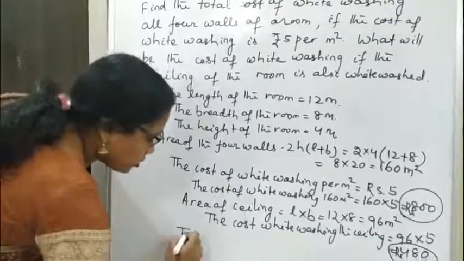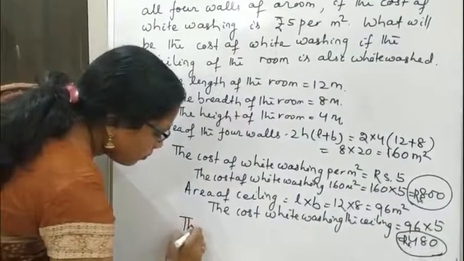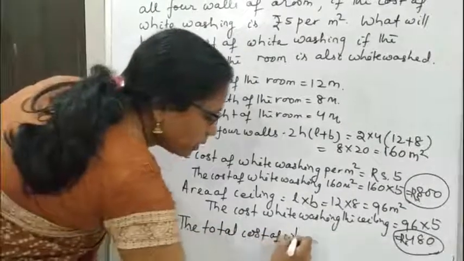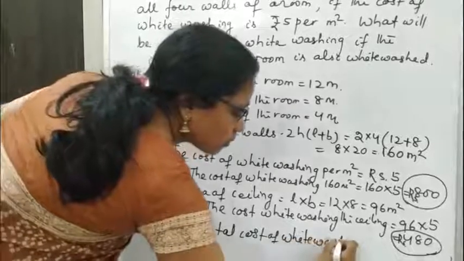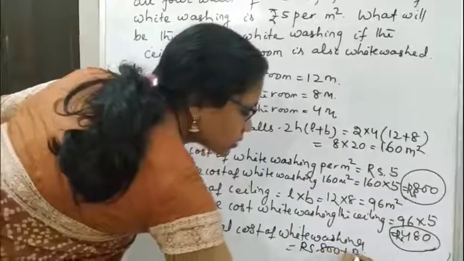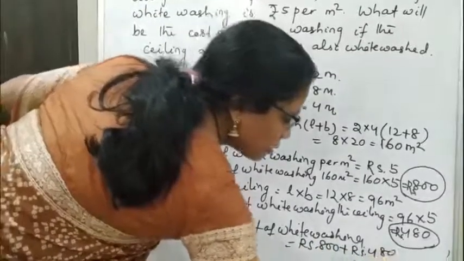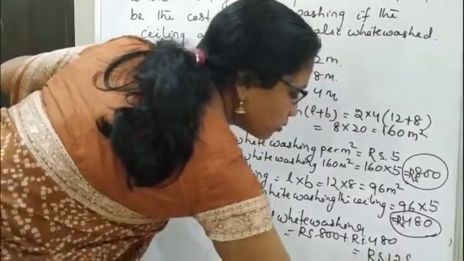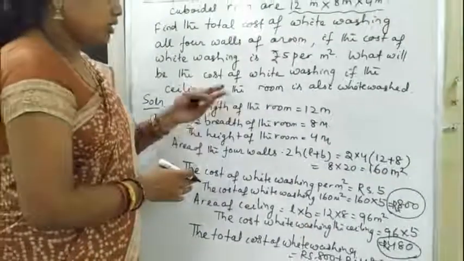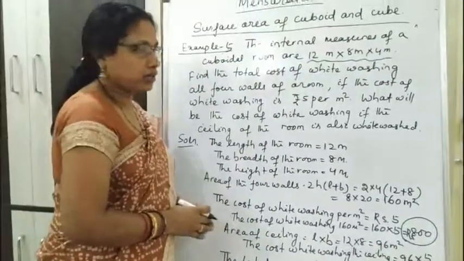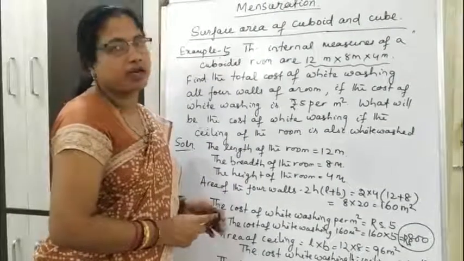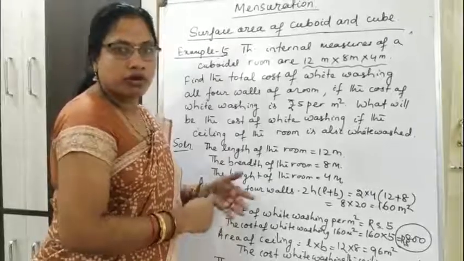So the total cost of whitewashing is equal to rupees 800 plus rupees 480. So this is equal to rupees 1280. So this is the total cost if the ceiling is also added for whitewashing. So in this way you can apply the formula for surface area of a cube and cuboid to solve any problems.